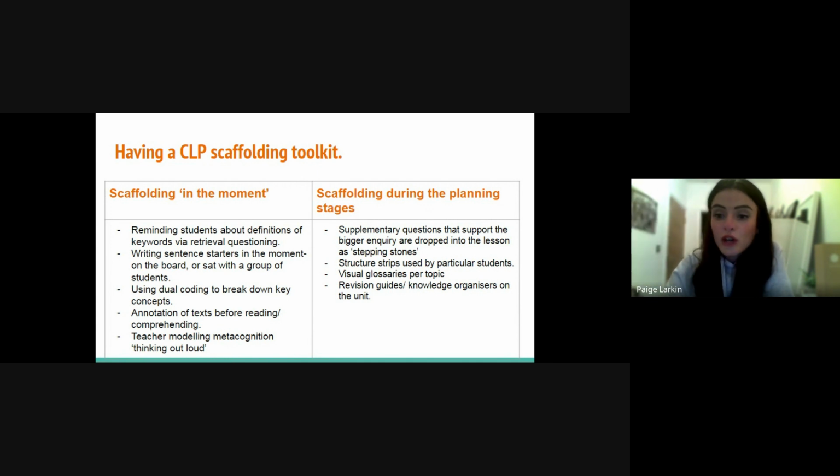You can also use structure strips. They're absolutely brilliant as well. Obviously, you need to pre-plan those so that when students are writing essays, they can be along the margins. They can follow those as they go. They can be specific to your subject, specific to set questions.